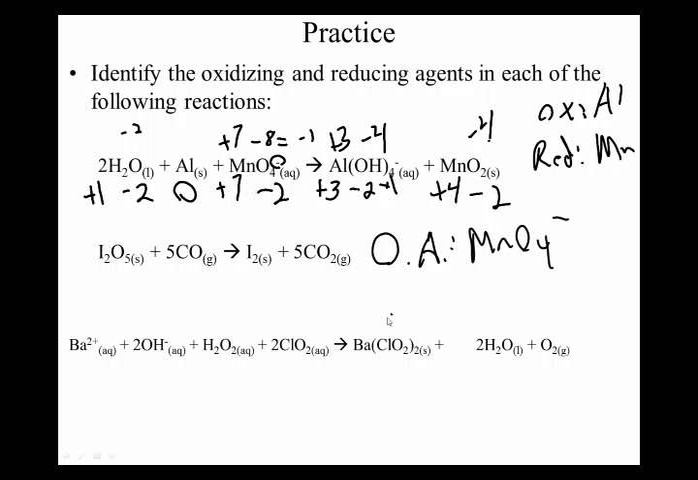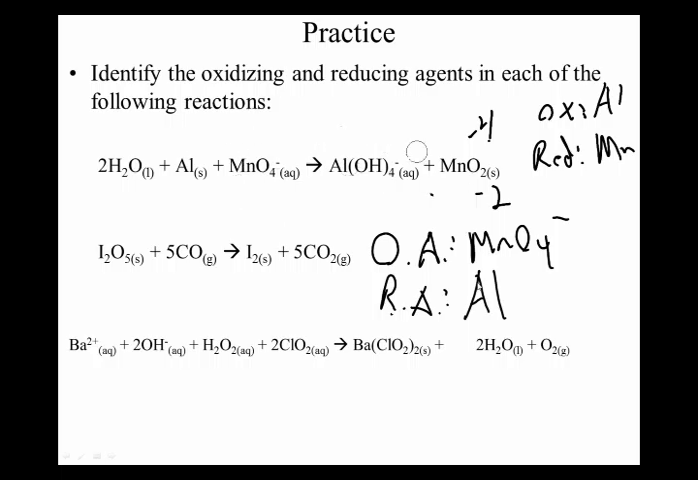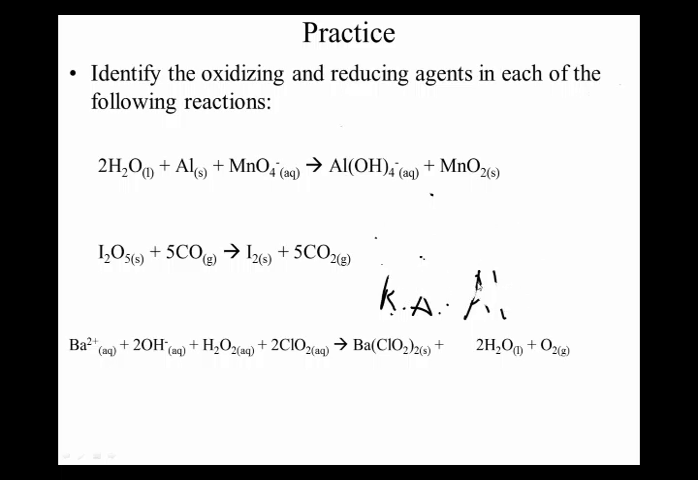The reducing agent, right, is going to be just aluminum by itself. Because again, people want to put the reactant or the products down, but the product has already done the thing that we're talking about. This is the reducing agent. It's the thing that's going to reduce something, right? It's going to give up a bunch of electrons to something. So, oxidizing agent, permanganate, reducing agent, aluminum. Okay, next one.